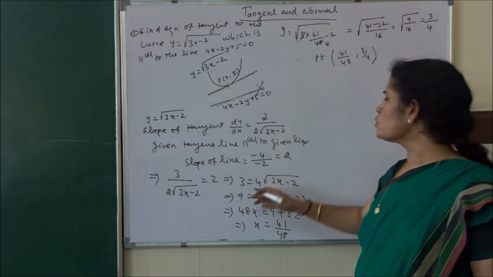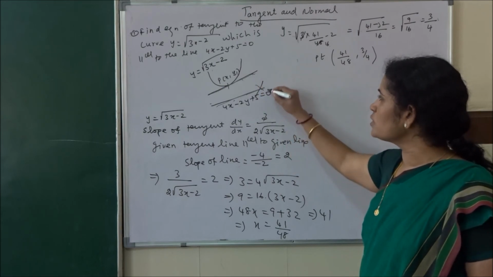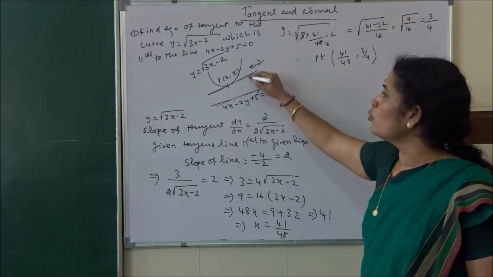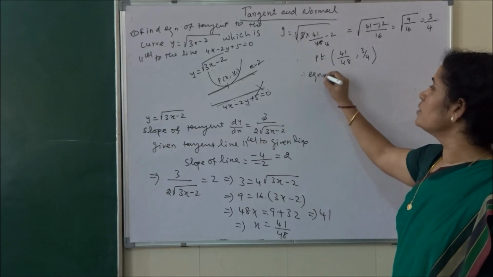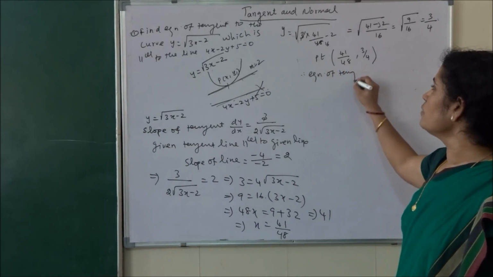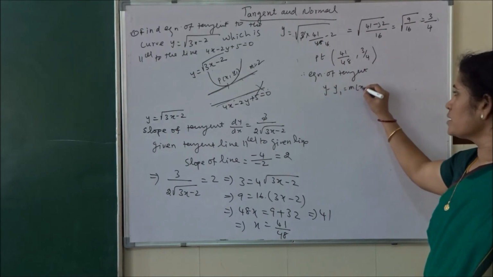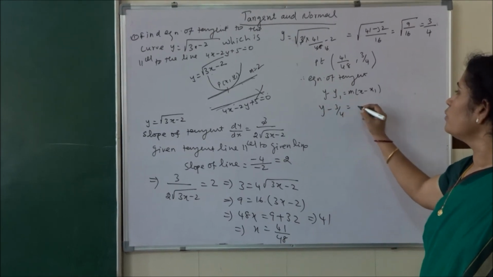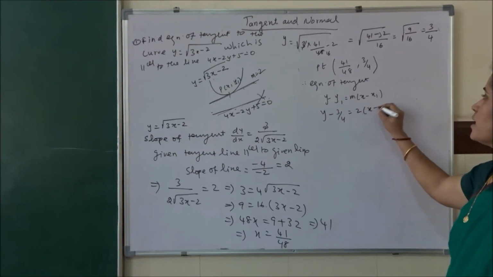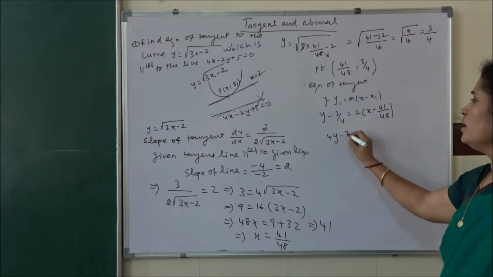Now we know the point. Both are parallel, so what is the slope of this? Its slope is 2, naturally the tangent's slope is also 2, both are parallel, so slopes are equal. So what is the equation of tangent? y minus y1 equal to m into x minus x1. y minus 3 by 4 equal to m, what is m? 2, into x minus 41 by 48. Then do simplification, you will get it automatically.